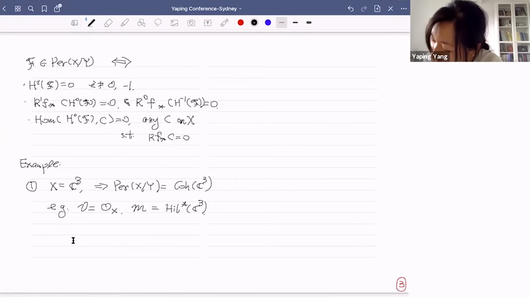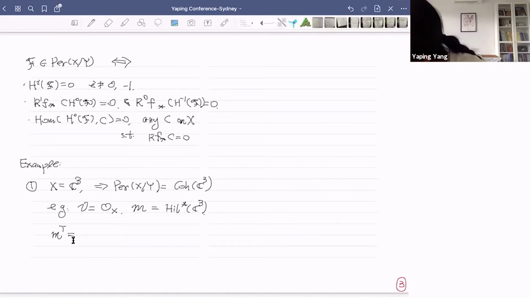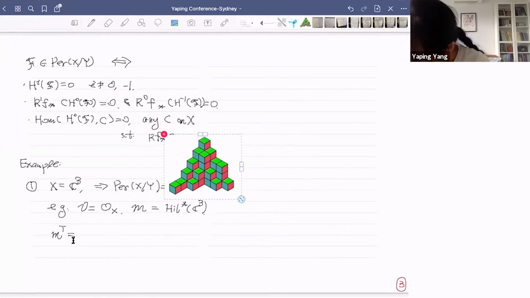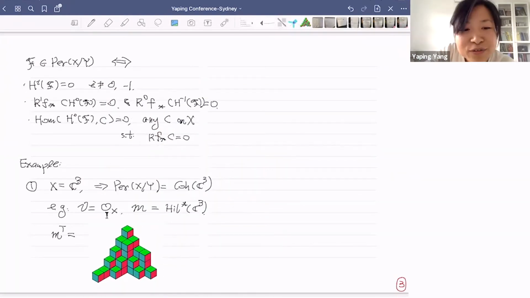And so there's a torus action. If I look at the torus fixed points, this will consist of all the monomial ideals. So this consists of the 3D partitions. I'll give you a picture. So this is the torus fixed points for this example.